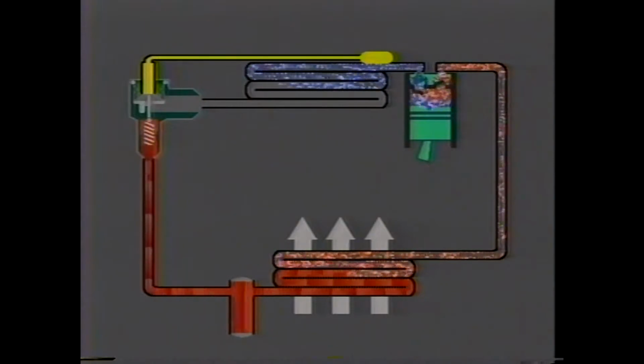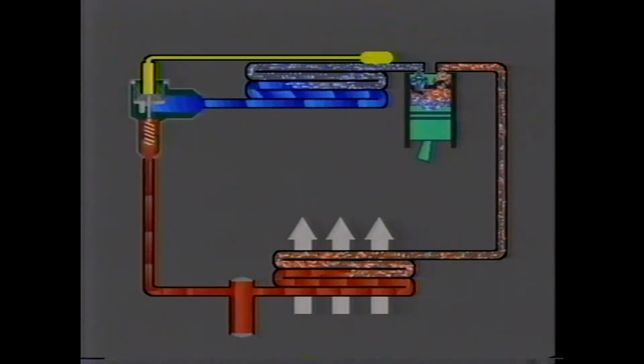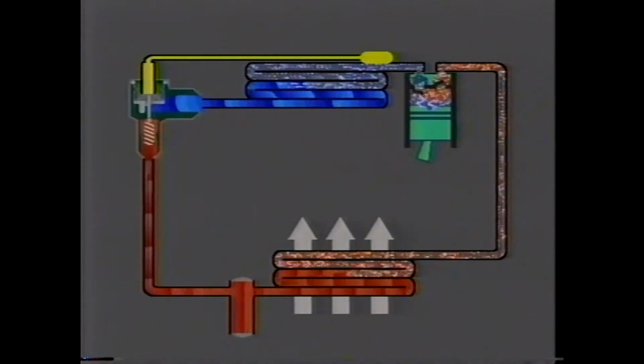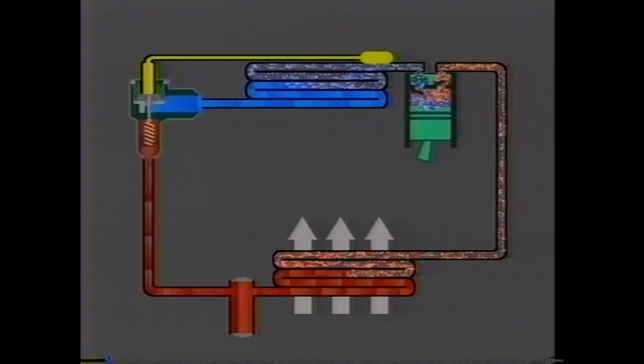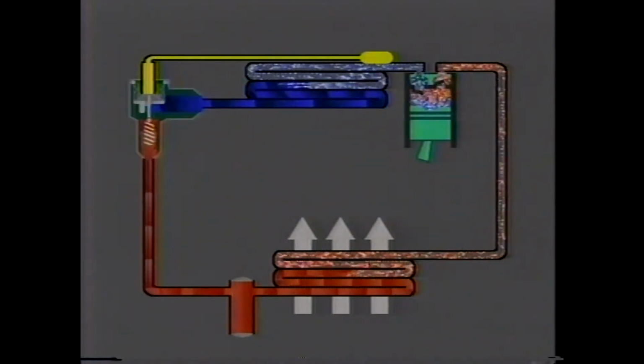From the receiver dryer, the refrigerant flows to the expansion valve. The expansion valve meters the flow of refrigerant to the evaporator. By doing so, it controls the temperature of the evaporator. Too little refrigerant flow results in insufficient cooling. But if too much refrigerant enters the evaporator and it gets too cold, moisture from the air can freeze on the coils and block airflow.